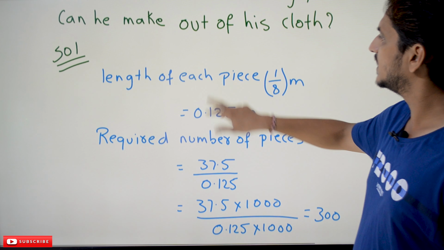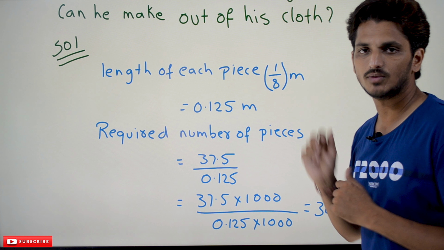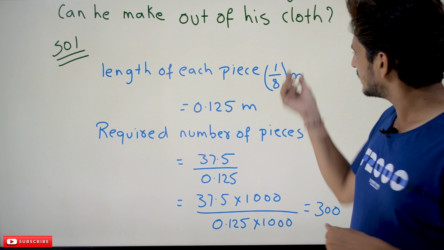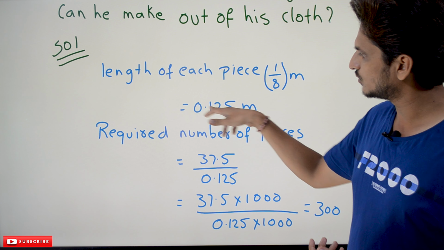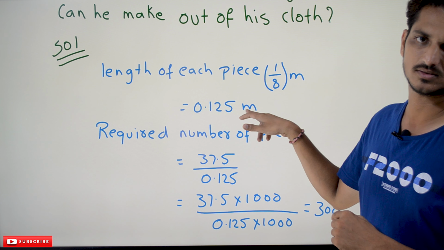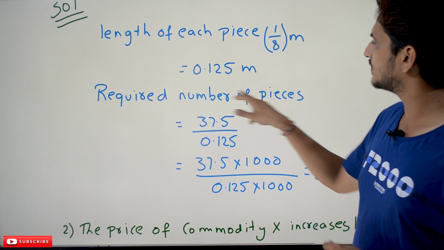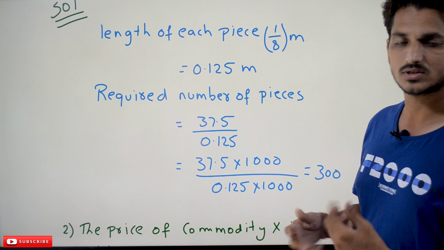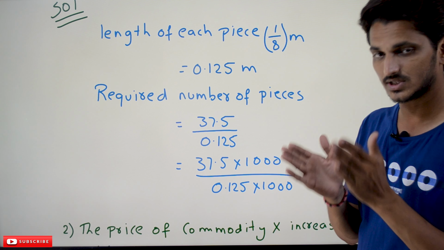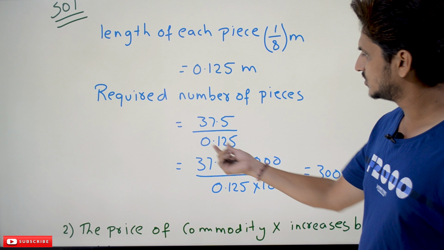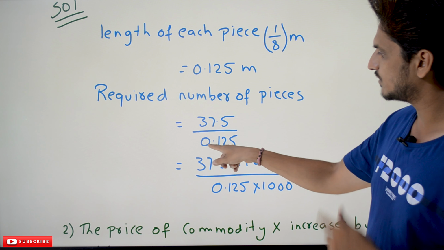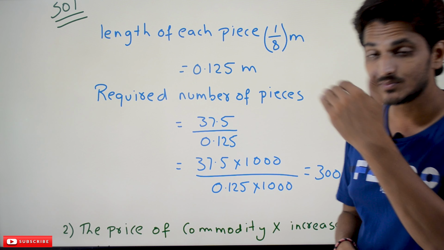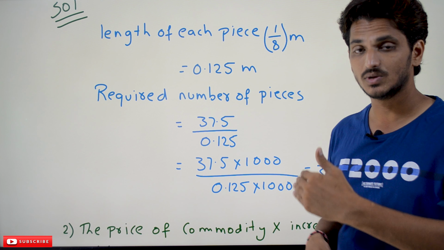The length of each piece is 1 by 8 of a meter. So 1 by 8 division is equal to 0.125 meters. Now the required number of pieces is total cloth divided by each piece length. What's the length of each piece of cloth? 0.125. So 37.5 by 0.125, a decimal fraction divided by a decimal fraction.